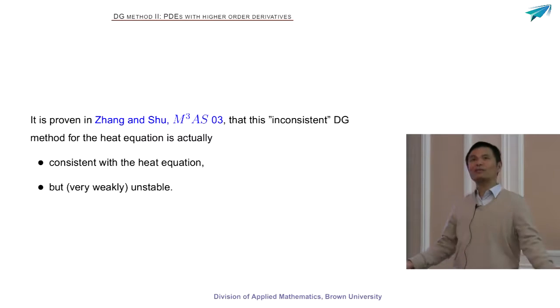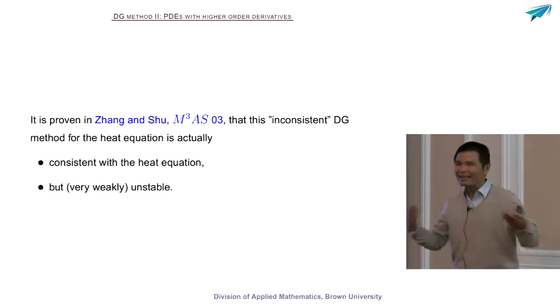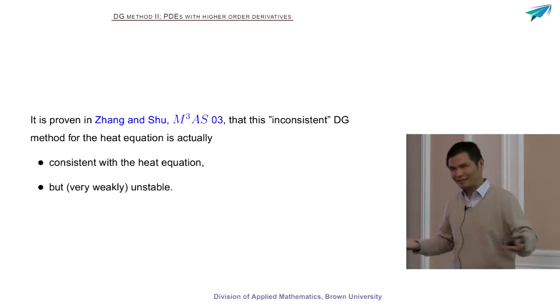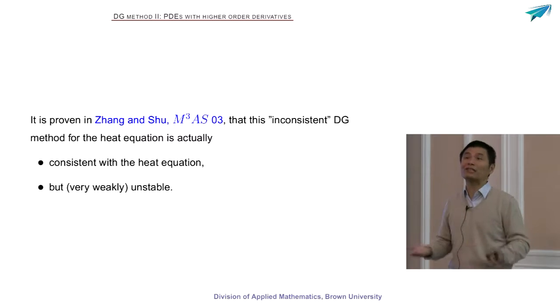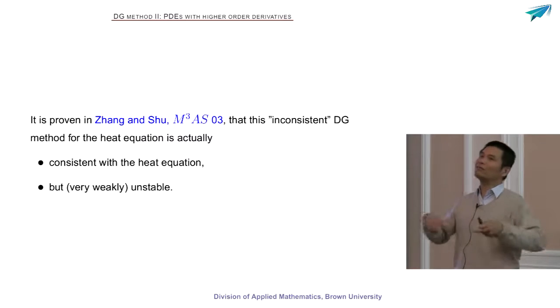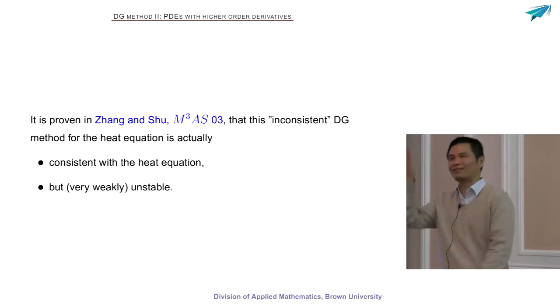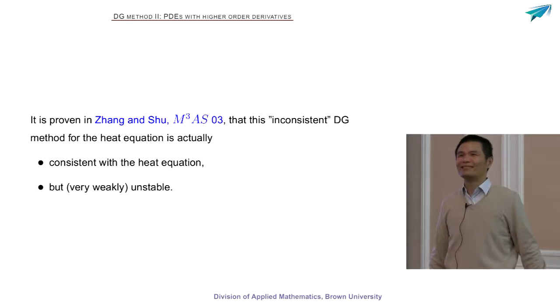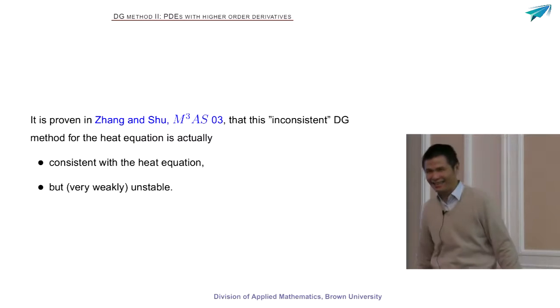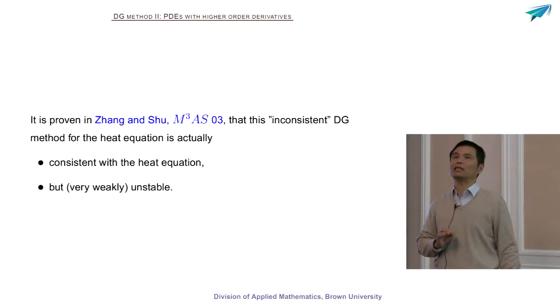So if initially the perturbation is at the round-off level, which is 10 to the minus 15 in double precision, and you run it 10,000 time steps, the amplification is only up to 10 to the minus 11. You cannot see 10 to the minus 11 with your eyes. If you want to see it, you really have to run it 10 to the positive 15 time steps, which is not possible. Use single precision. So this is really a very subtle instability.